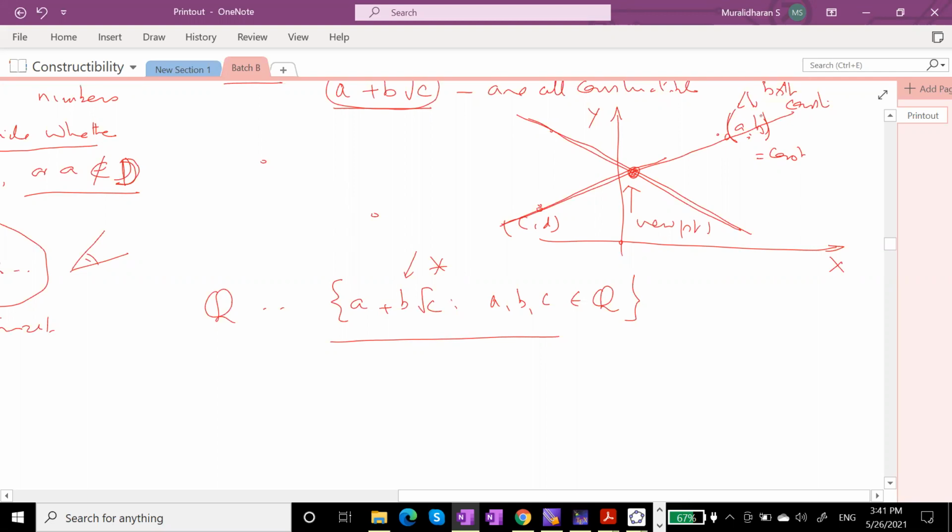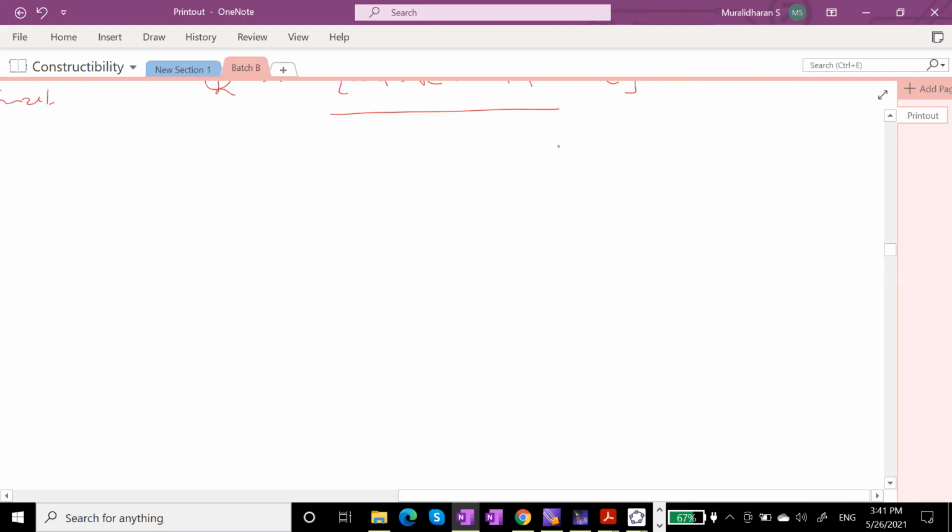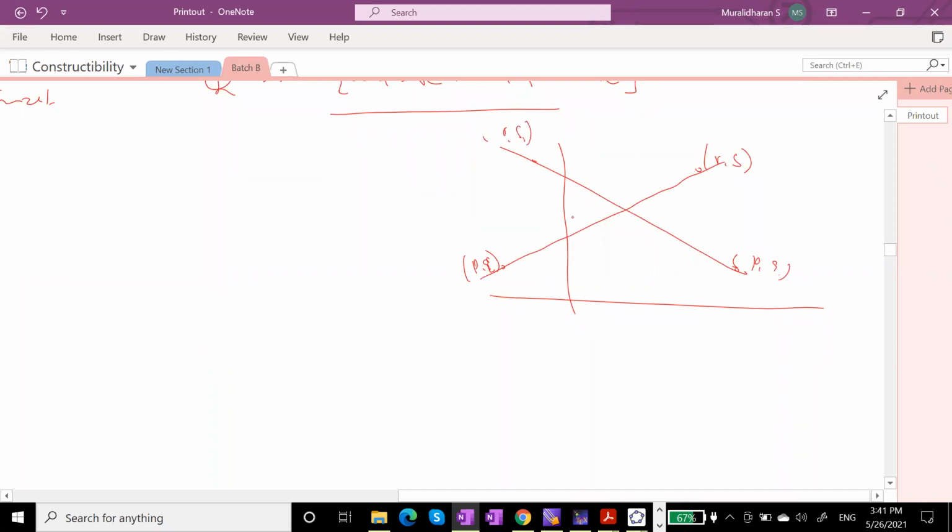Suppose I start with just rational numbers alone. No, because we'll get a linear equation for that straight line, so it can't have cube roots or anything in it. So I have PQ is a rational, RS is a rational. Similarly, I have P1, Q1 is a rational number, and R1, S1 is another rational number. Then the intersection point also will be rational only, right? So intersecting two straight lines does not give me a new number.